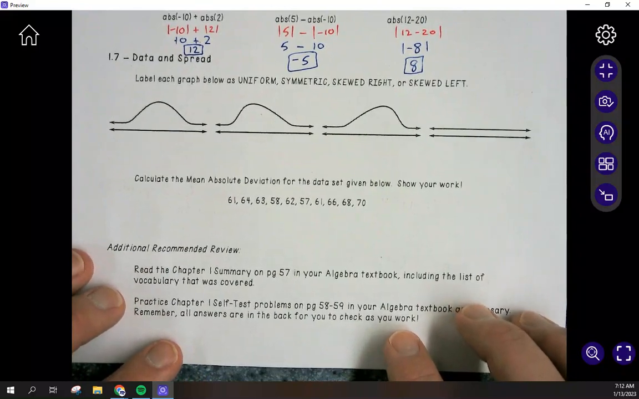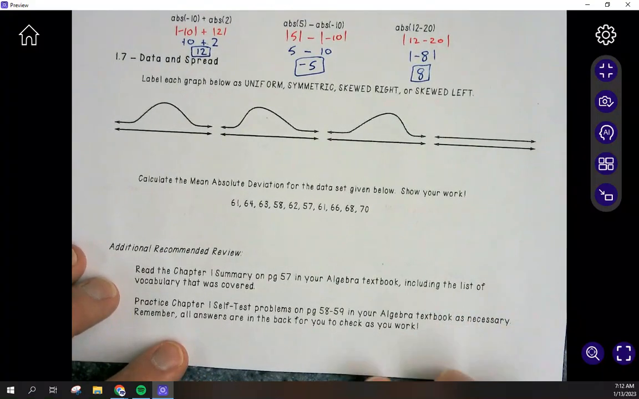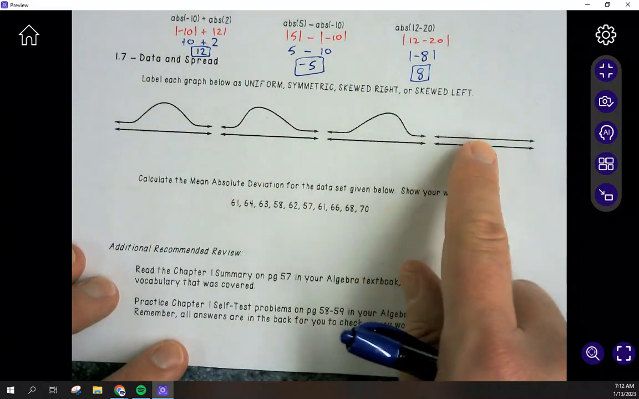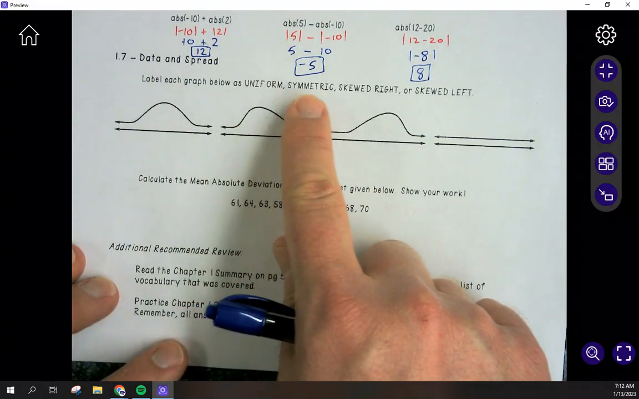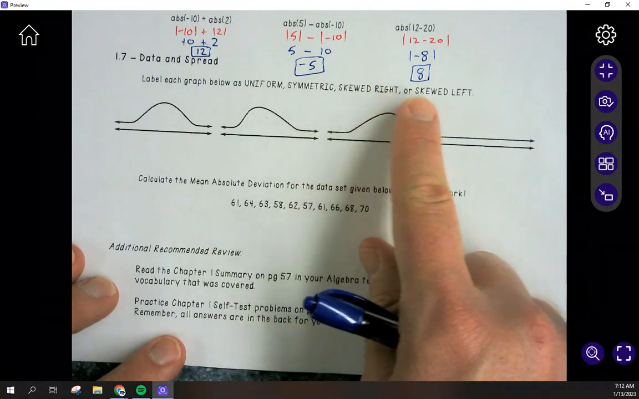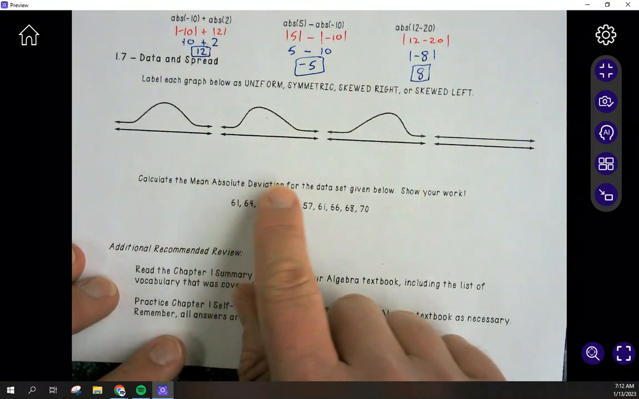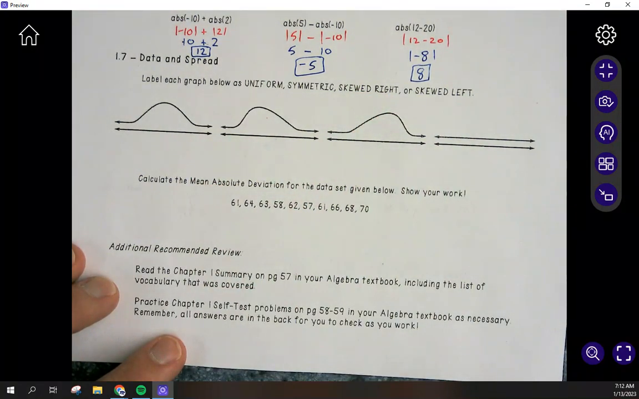All right, down to the last section, data and spread. We looked at mean, median, mode, range. We looked at different graphs. And would we consider them uniform, symmetric, skewed right or skewed left? And then mean absolute deviation. Those are the long ones. We'll get into that one in a second.